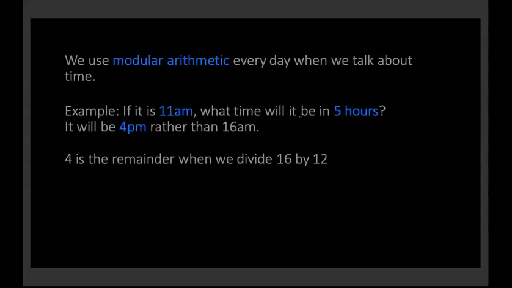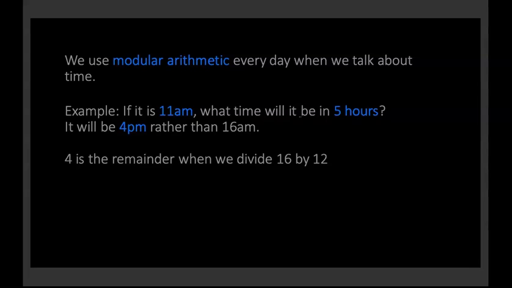So I put the example here. If it's 11 a.m., what time is it going to be in 5 hours? It's going to be 4 p.m. instead of 16 a.m., right? Because we have that cap, right? Because when we think about time and standard time, we have it through 1 through 12 o'clock. And so as soon as we hit 12 o'clock, we just sort of reset to 1. We don't keep counting up. And so that's what modular arithmetic is. It's hitting a cap and sort of restarting.